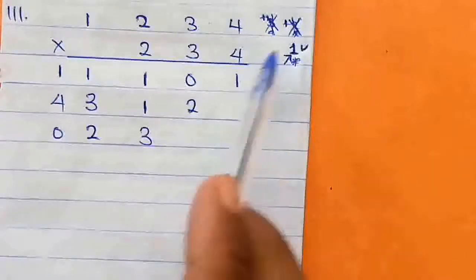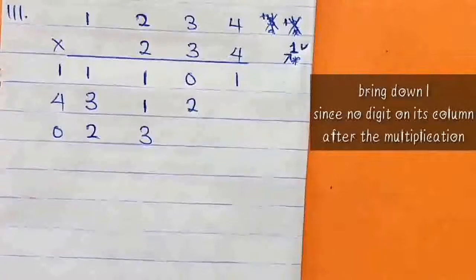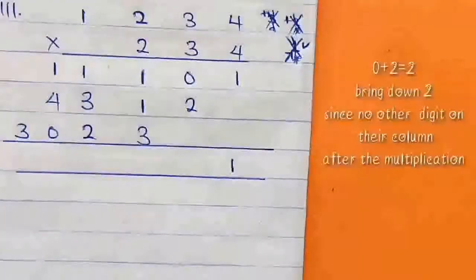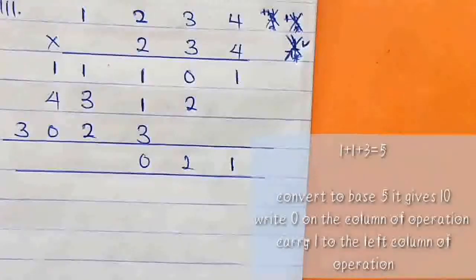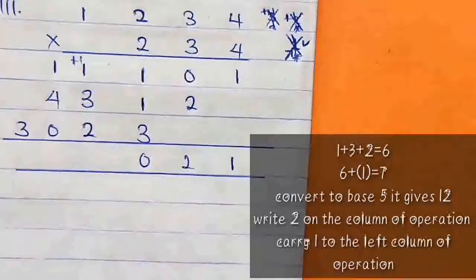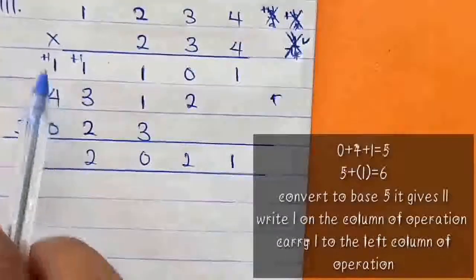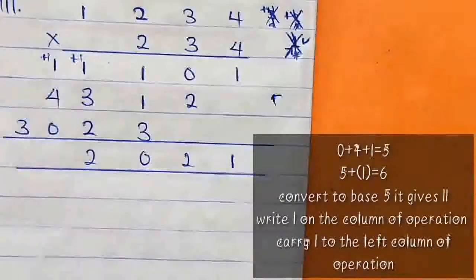2 times 1 will give us 2, plus this my 1 here will give us 3. 1 goes down. 0, 2 will give us 2. 1 plus 1 plus 3 will give us 5. Convert 5 to base 5 will give us 0, 1. Write 0, carry 1, give it to the other values. 1 plus 3 plus 2 will give us 6, plus 1 will give us 7. Convert 7 to base 5 will give us 1, 2. We write 2, carry 1. 0 plus 4 plus 1 will give us 5, plus this one will give us 6. Convert it to base 5 will give us 1, 1. We write 1, carry 1. 1 plus 3 will give us 4.